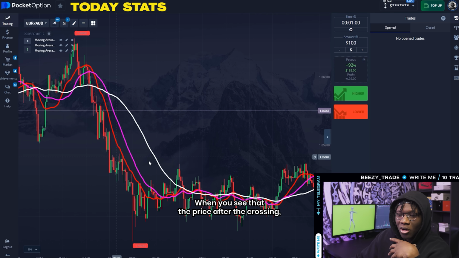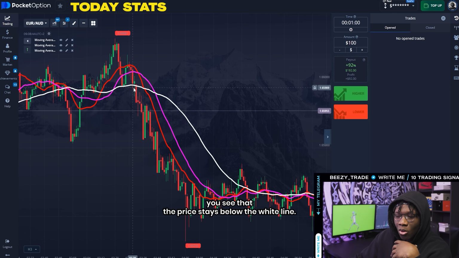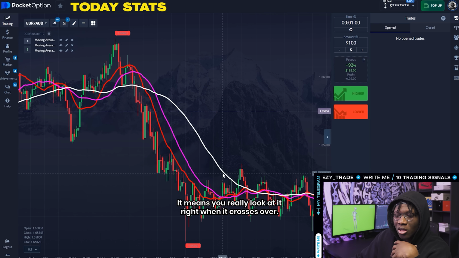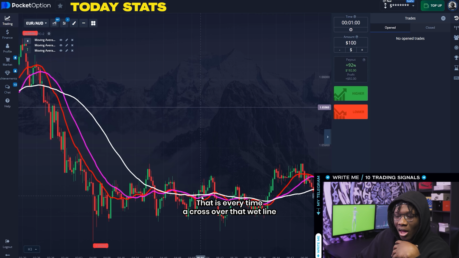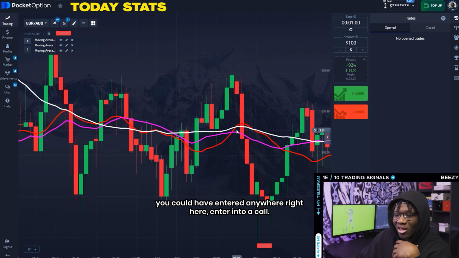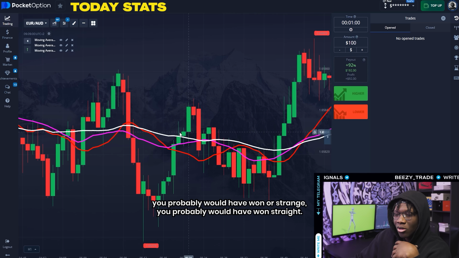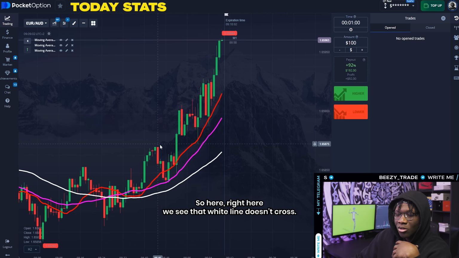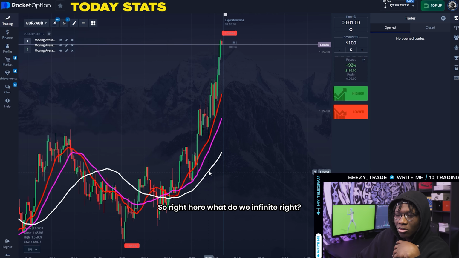When you see that the price, after the crossing, stays below the white line, it means you're really looking to enter calls. When it crosses over that white line, as you see, every time, you could have entered anywhere right here into a call, and you probably would have won those trades. So here, we see that white line doesn't cross. So right here, what are we entering into?